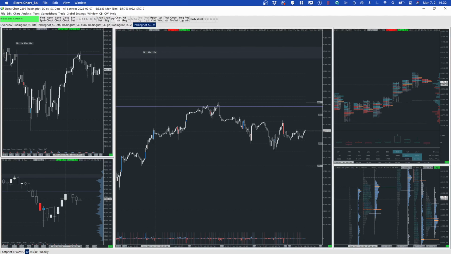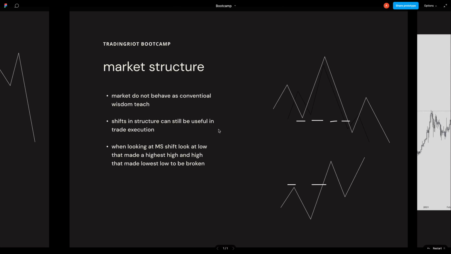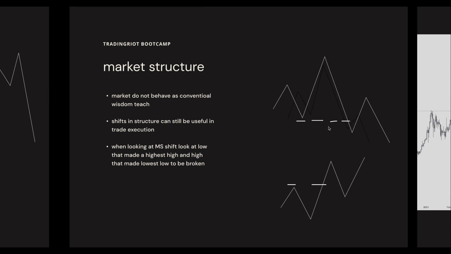So it's really outside of the teachings of the conventional wisdom, and once again, if you start to pay too much attention to it, it's not going to do you any good. But the shifts in structure can be useful in trade execution. When looking at the market structure shift, look at the low that made the highest high and the high that made the lowest low to be broken.